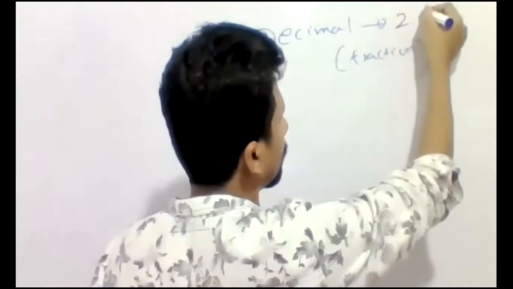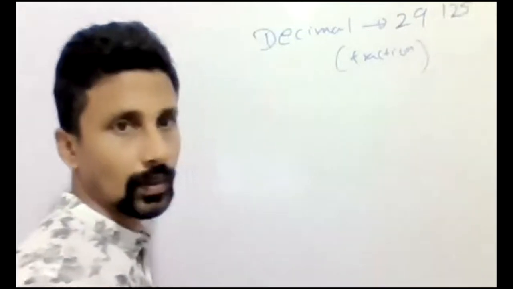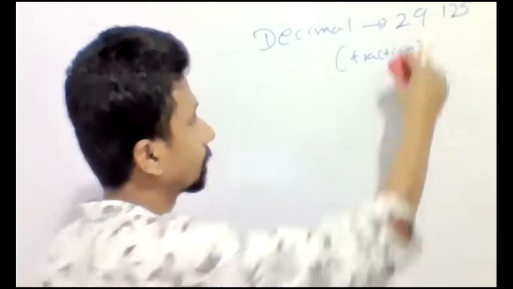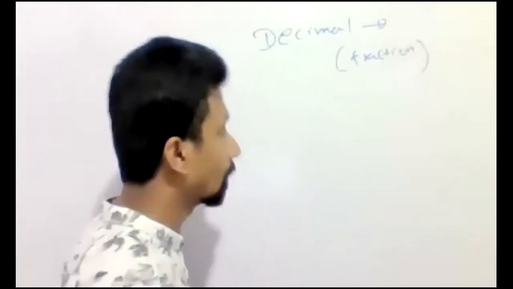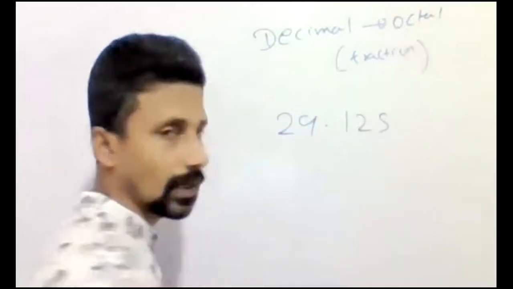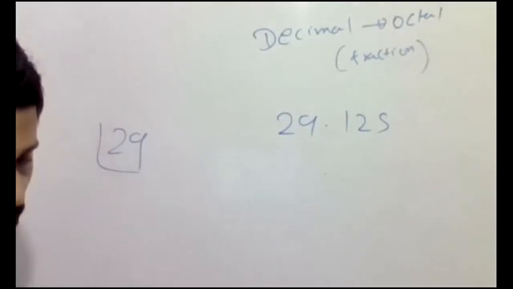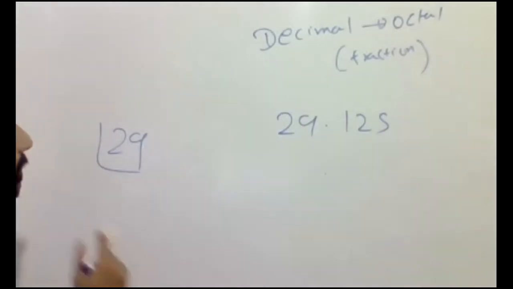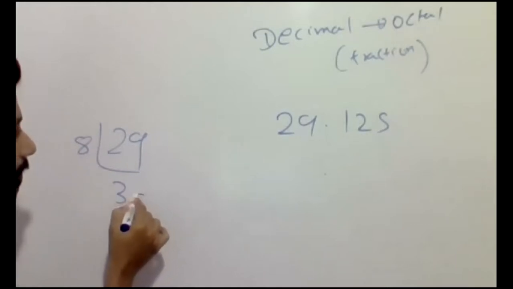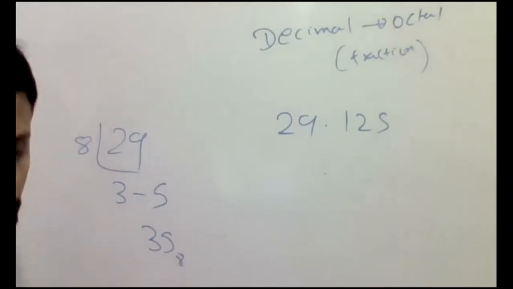We'll take 29.125. No, 29, sorry. This is octal. I'm taking 29.125. So 29 you can divide by 8 and get the octal value. So 35 you are getting as the octal value.